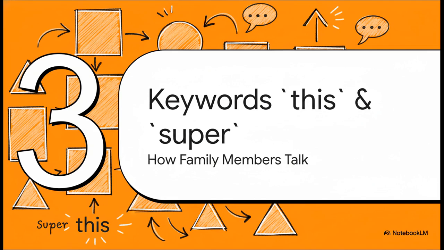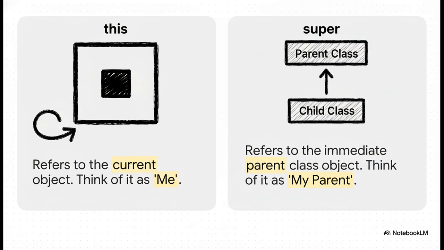Well, Java gives us 2 incredibly useful keywords for exactly this purpose. This and super. Honestly, this is the easiest way to remember it. The this keyword is like an object pointing to itself and saying, me. It refers to the current instance of the class. The super keyword, on the other hand, is the child pointing up the family tree and saying, my parent. It refers to the immediate parent class. It's just me versus my parent.